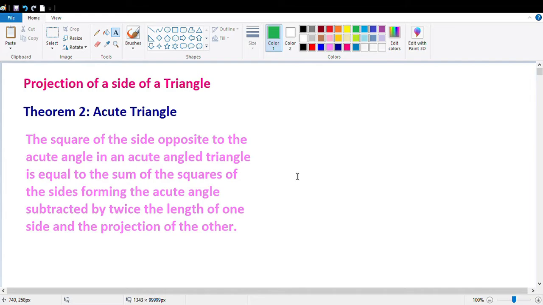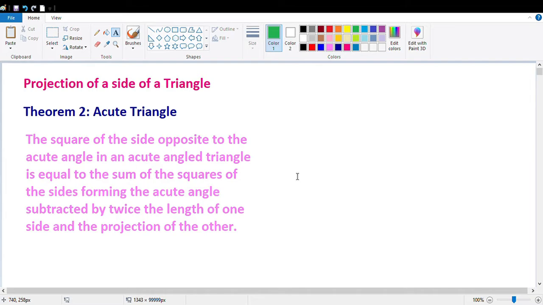Today we're going to be talking about the second theorem of our video series, which we have started, which is about the projection of a side of a triangle. It is the eighth chapter in the 10th grade Punjab textbook board's math book.